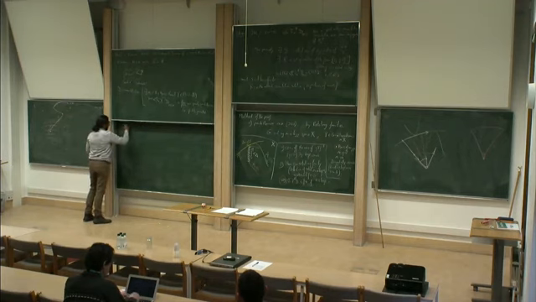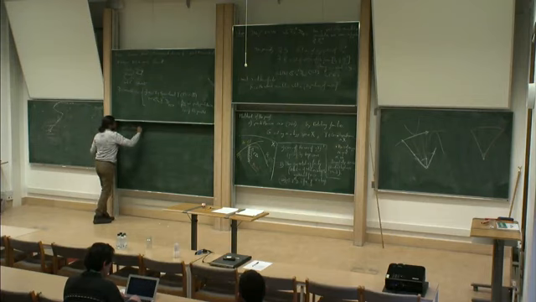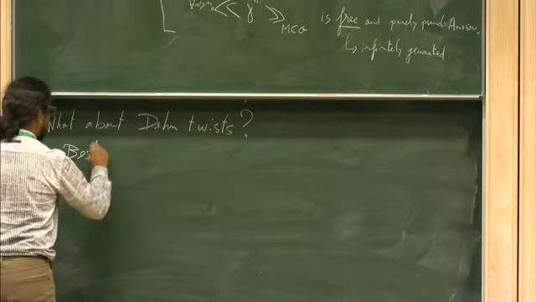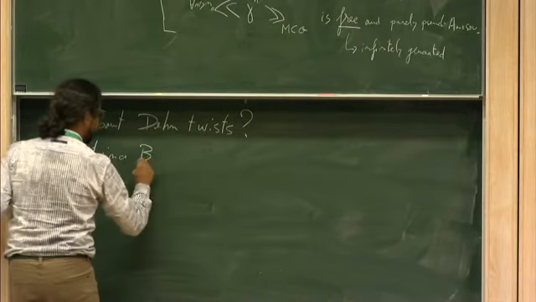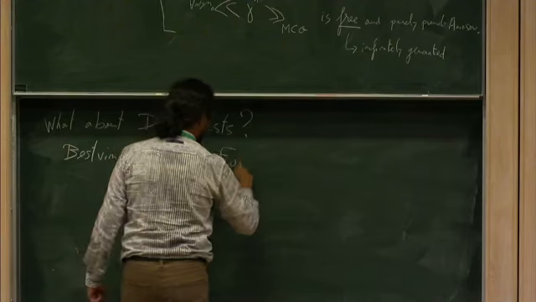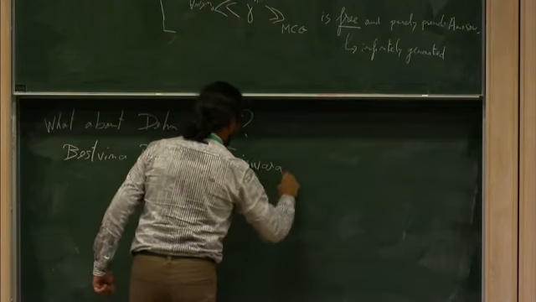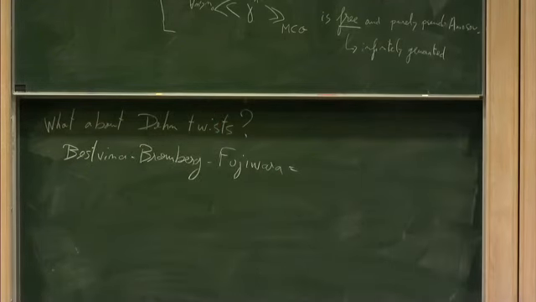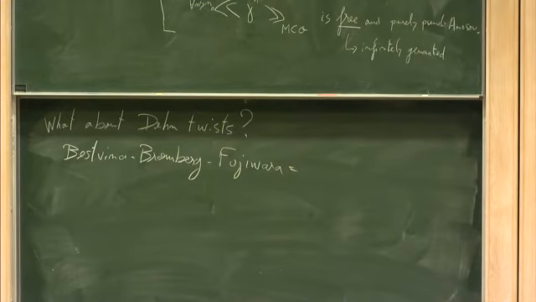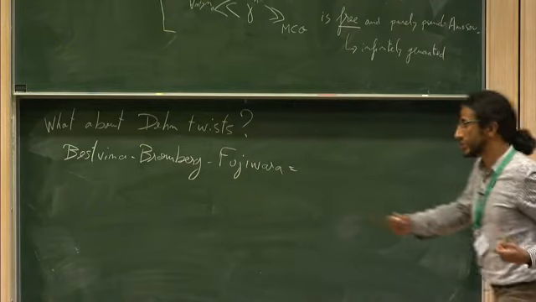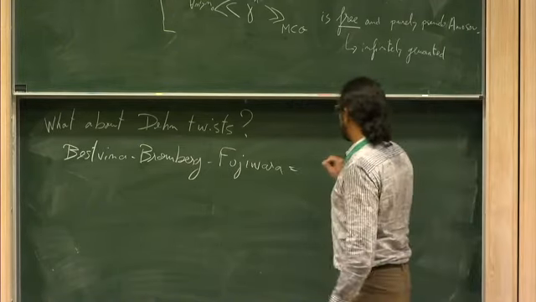So what about Dehn twists? Bestvina, Bromberg, and Fujiwara prove the following theorem. So I come back to the mapping class group. I take back the notations that I just erased, but you remember them. So they say the following.